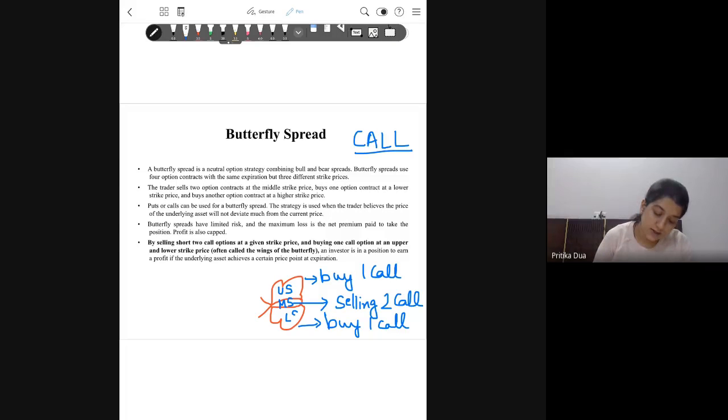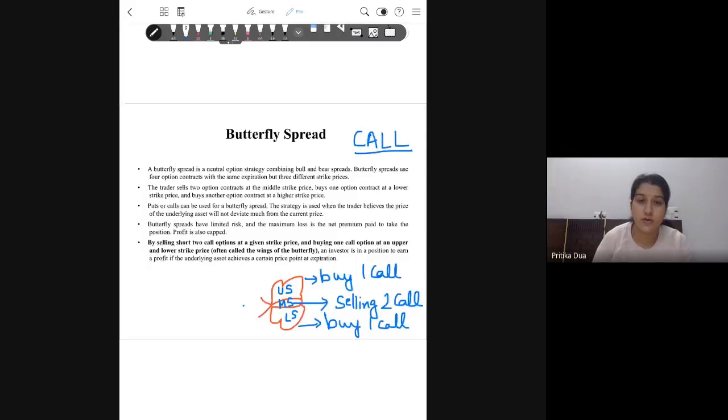Also, these two call option contracts where you are selling the call option, they are at the money. The upper strike one is out of the money and the lower strike price is in the money.